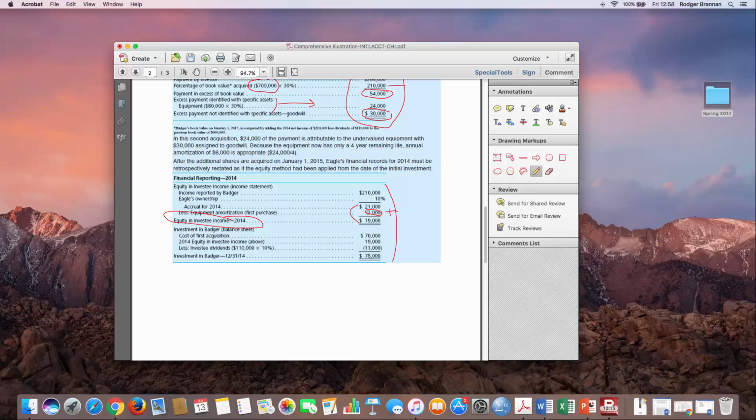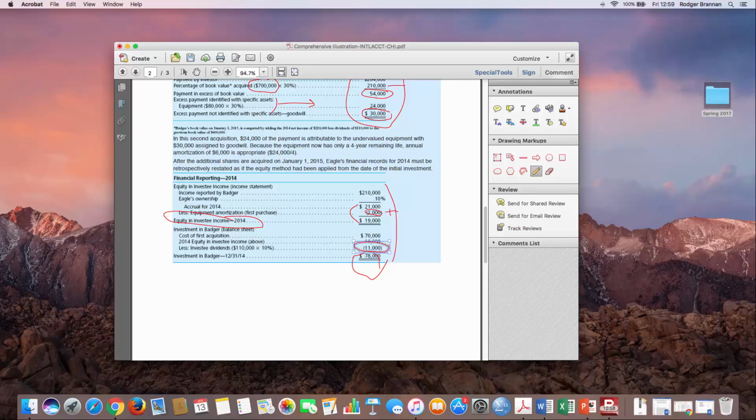The investment account started with $70,000, namely what they paid for it, plus the $19,000 of income that they're recognizing, less the dividends that they received. Dividends always have the impact of reducing retained earnings. Since the equity method recognizes your portion of equity in a company, anytime the subsidiary, in this case Badger, is paying out a dividend, they're reducing their equity. So in a sense, I need to recognize a reduction in my investment account as well. The 10% of the $110,000, $11,000. So at the end of the year, 2014, the investment account would show a balance of $78,000.